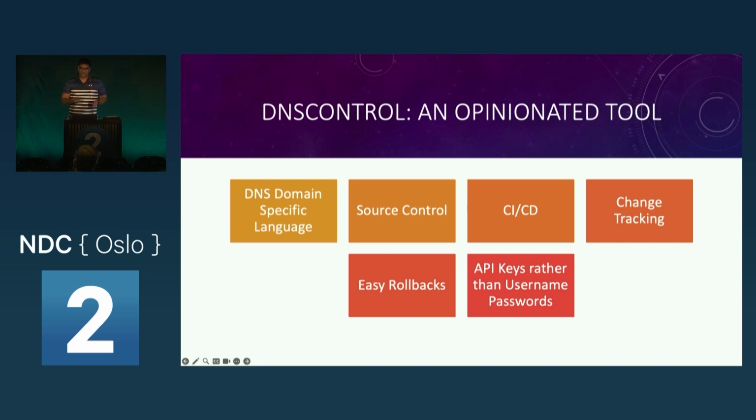We talked about GitOps, so it does source control. You can do CI/CD. It's got a fully robust CLI, which means you can run that CLI on your pipelines, and you don't have anyone locally doing changes. Change tracking, again, Git commits, rollbacks, and API keys rather than usernames and passwords.